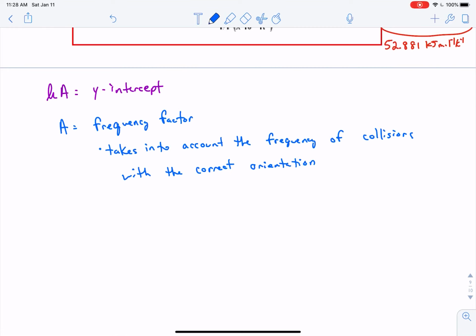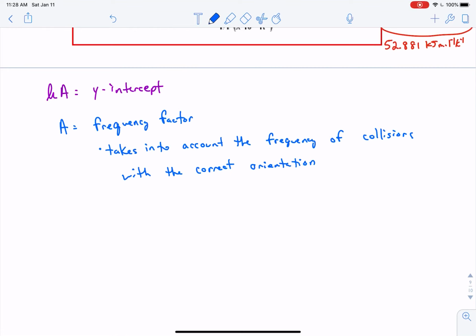And so you could calculate it using the equation and all the other values as well. But most likely they're going to ask you what A represents, and you would say it factors in the frequency of collisions with the correct orientation. Why exactly does the orientation matter?